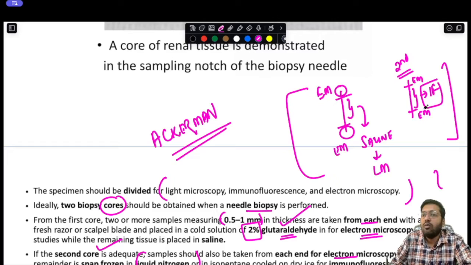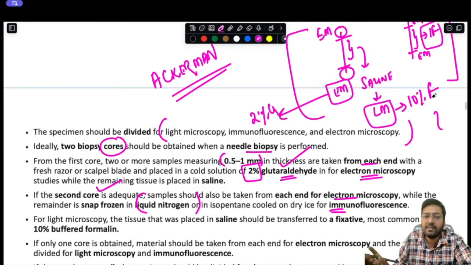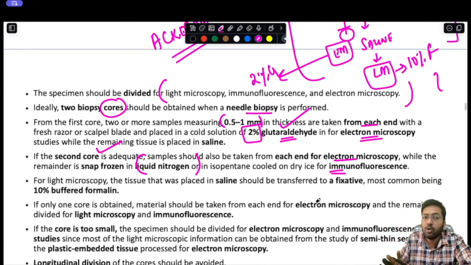Now for light microscopy we are using 10% formaldehyde as a fixative. For electron microscopy we are using 2% glutaraldehyde, and for immunofluorescence no such fixative is required. Directly the sample is snap frozen in liquid nitrogen for immunofluorescence study. So this is how you divide.